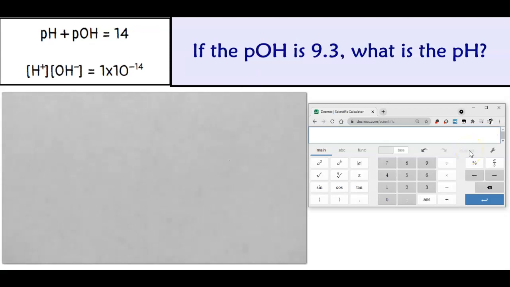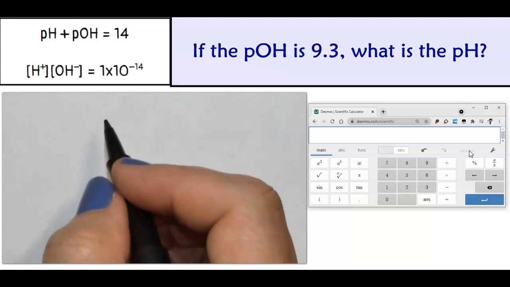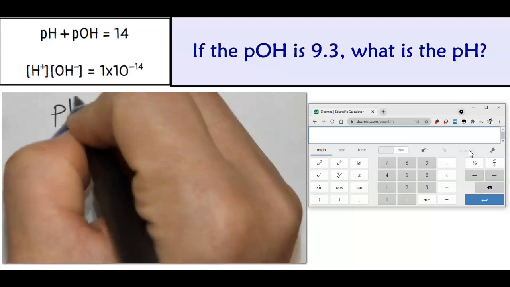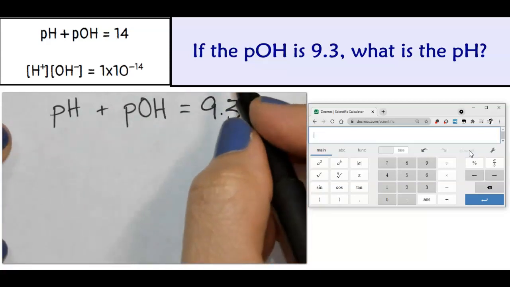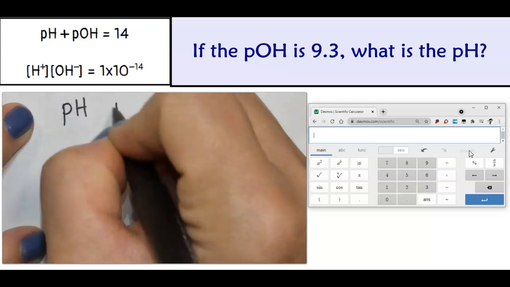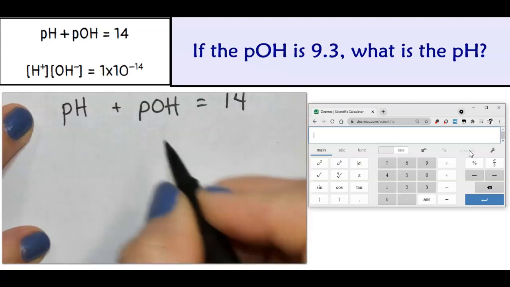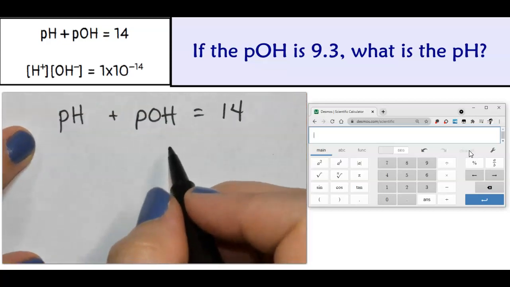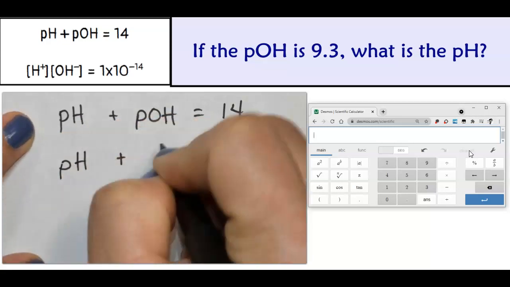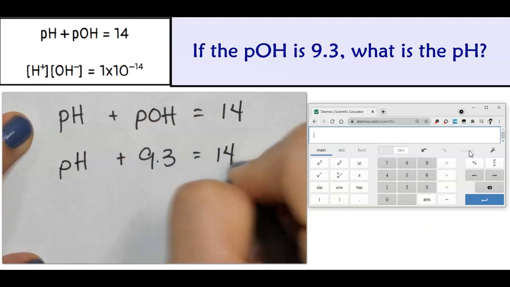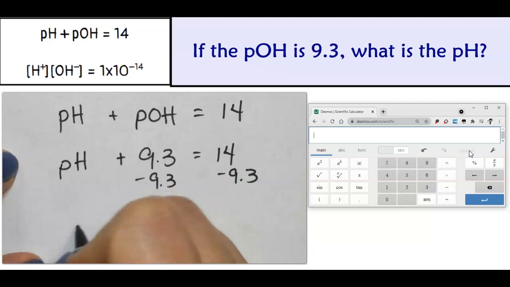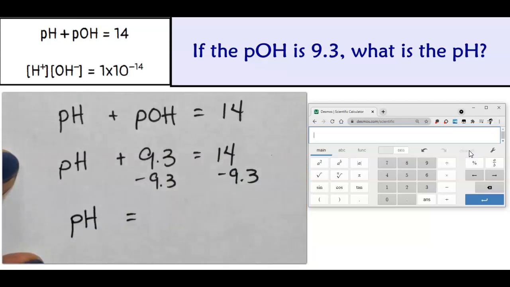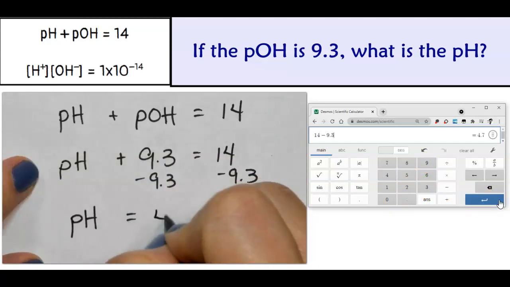Let's look at another example. What if the pOH this time is 9.3? What's the pH? So we're going to say pH plus pOH equals 14 is the equation I want to use. I'm going to plug in what I know and what I don't know. I don't know the pH, but I do know that the pOH is 9.3, and together they should equal 14. So to solve this, I'm going to subtract 9.3 from both sides of the equation, and that means that the pH is going to be equal to 14 minus 9.3, and that gets us 4.7.